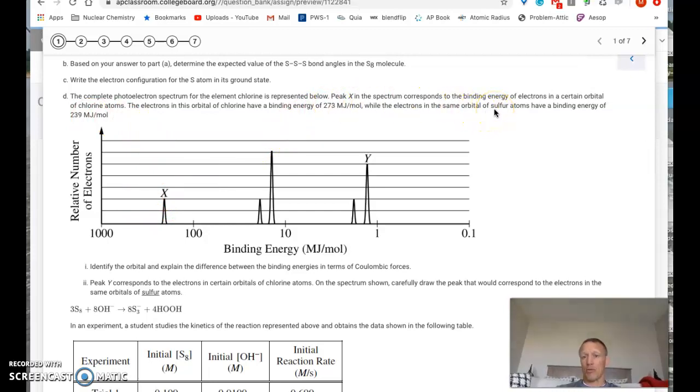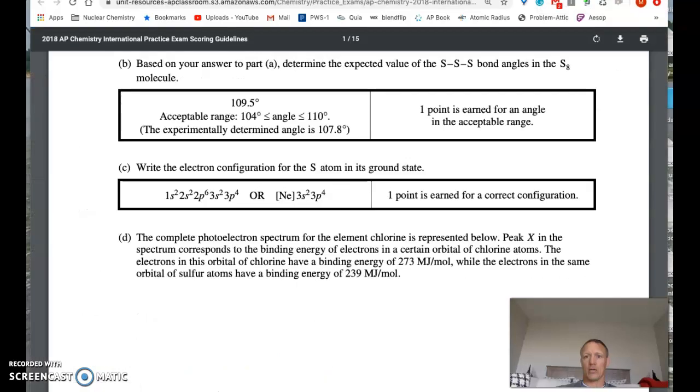Sulfur, which would have 1 less proton, same number of energy levels, would have a little lower binding energy because it has less Coulombic attraction for its valence electrons because there are fewer protons, less nuclear charge. So you'd have to identify this as the 1s orbital, this peak, and explain that the lower binding energy in sulfur than chlorine is because it has 1 less proton in the nucleus, less Coulombic attraction.